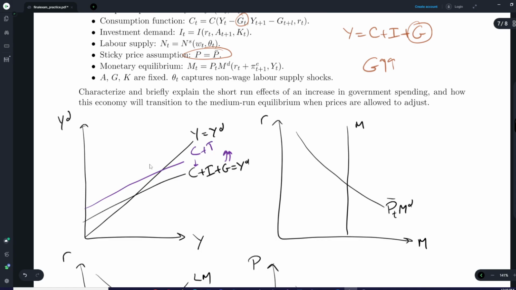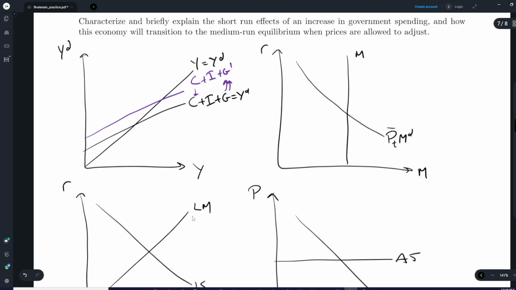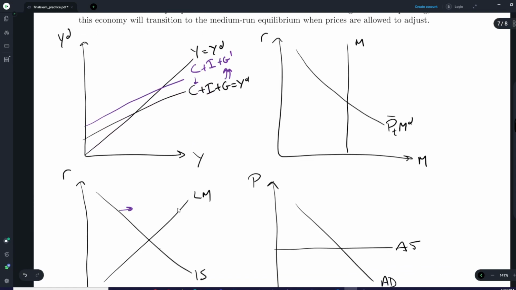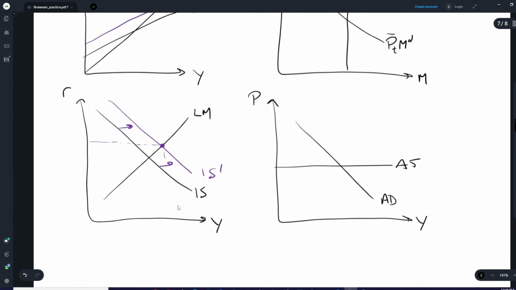So we get C plus I plus G prime. And that means we get a shift in the IS curve, right? The IS curve is moving out. We're going super fast here, giving us a short run equilibrium here, right? So this is my new one at, let's say, R1. I'm cheating a little bit, but so be it. R1, Y1, R0, Y0, right? So there would be my short run equilibrium, and we have a corresponding shift out in aggregate demand to match.